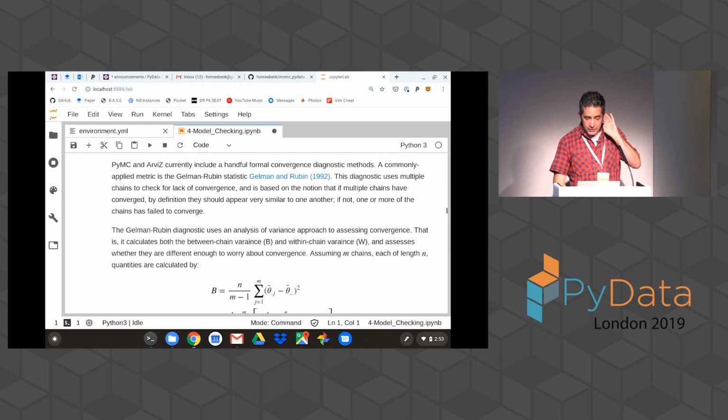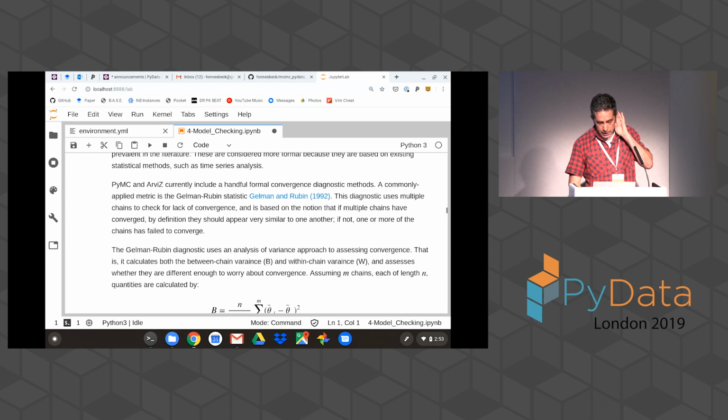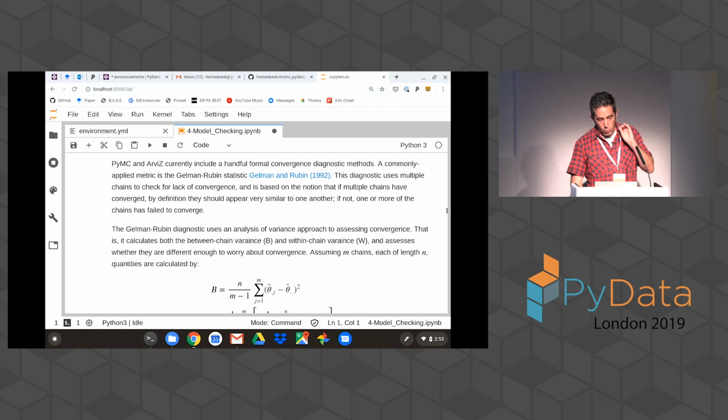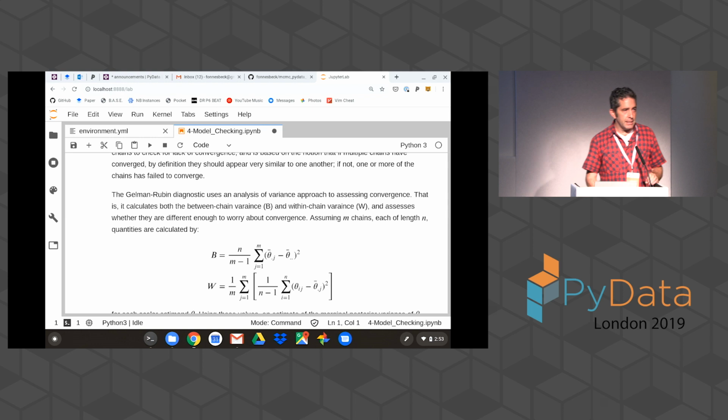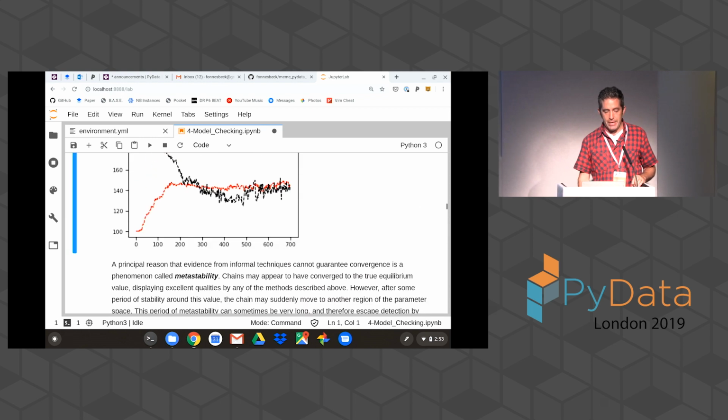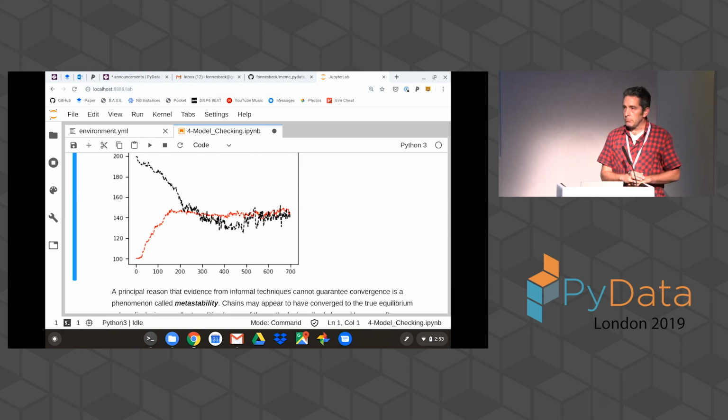There are a few formal methods for doing diagnostics. One of the key ones is the Gelman-Rubin diagnostic. What this does is essentially a formalized way of this. It's essentially an analysis of variance of several chains. The idea is that if a model is converged, the variation between chains should be about the same as the variation within chains. You shouldn't really be able to tell them apart.